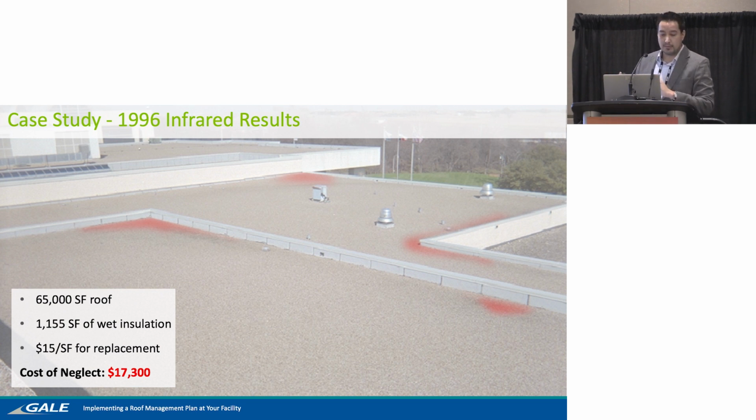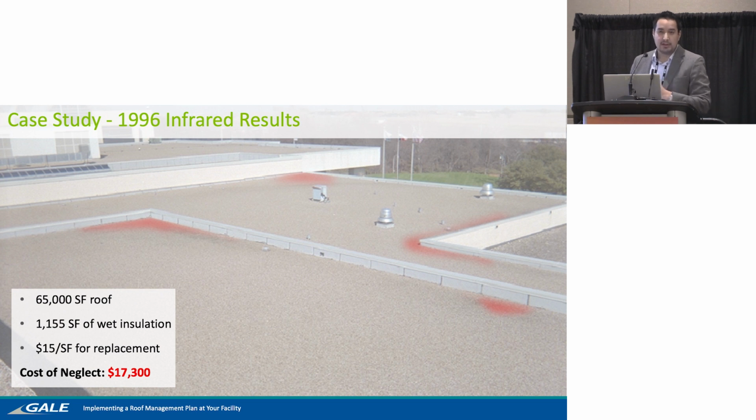You're looking at an infrared, 65,000 square feet of roof. You've got these small roof areas, 1,155 square feet of wet insulation. So the cost to repair that, $17,300. Okay, you defer that because it's not very visible. You're like, oh, I'll get to it.